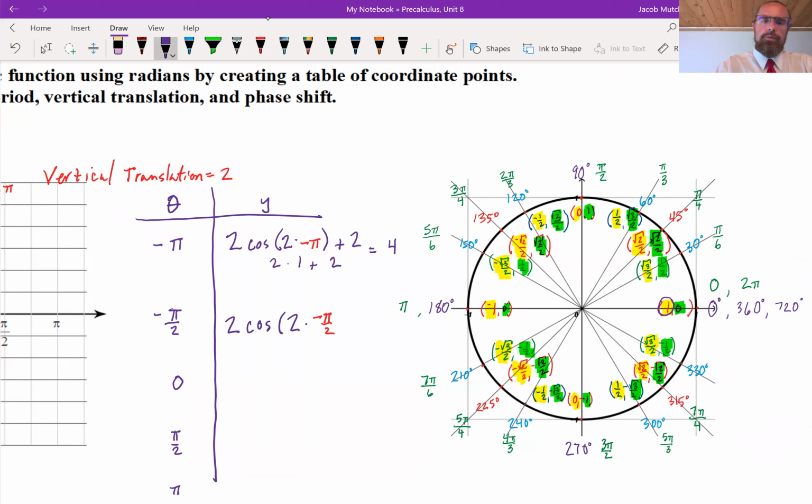Close the parentheses plus 2. So again, I'm going to start here at the angle part, the 2 times negative pi over 2. So that's going to multiply to negative pi, which is the same as positive pi. Cosine value there is negative 1. So this is going to be 2 times negative 1 plus 2. That's negative 2 plus 2. Overall value of the function is 0.